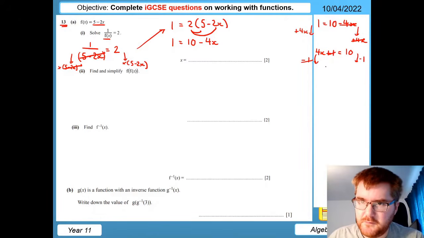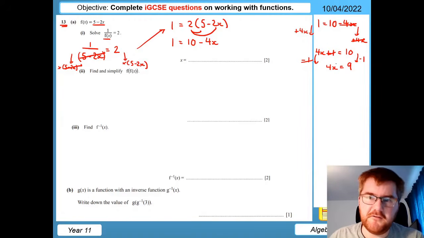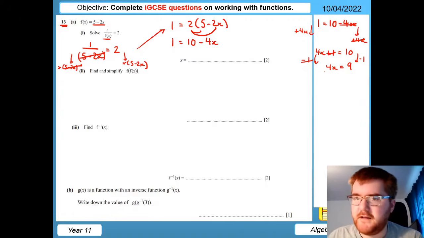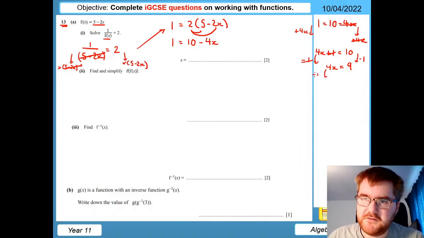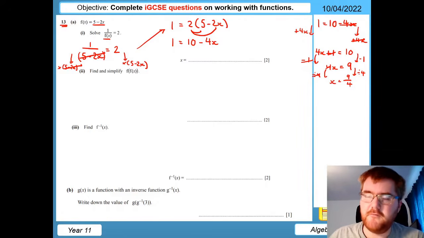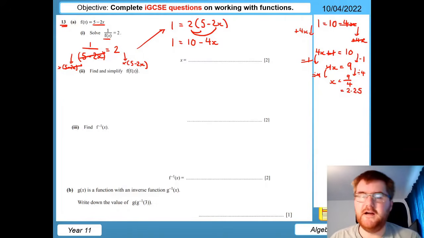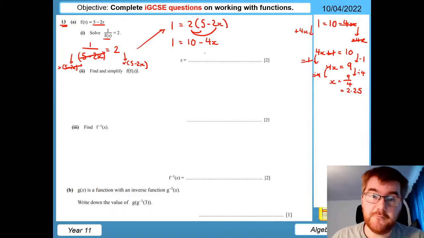This cancels, we're left with 4x is equal to 9, and then to get rid of the 4, what's the opposite of multiplying by 4? Well, we want to divide by 4 on both sides, finally getting to our answer of x is equal to 9 over 4. Now you could also write this as a decimal, 2.25. You can use your calculator for that, but you'll get both marks for either writing 9 over 4 or 2.25.